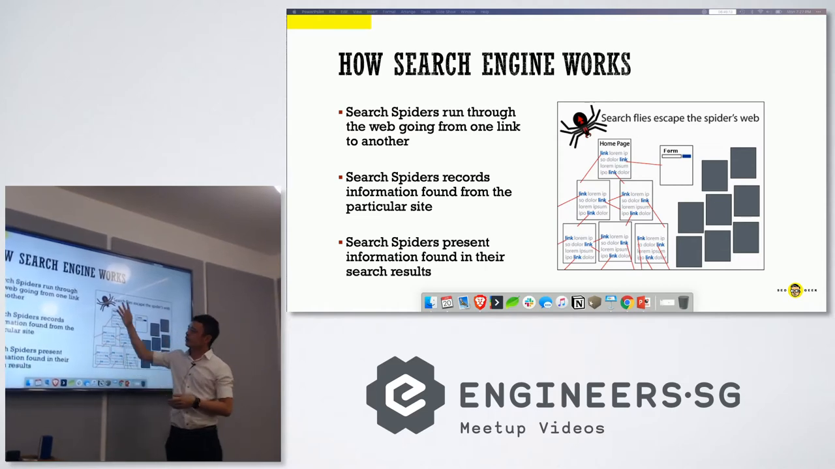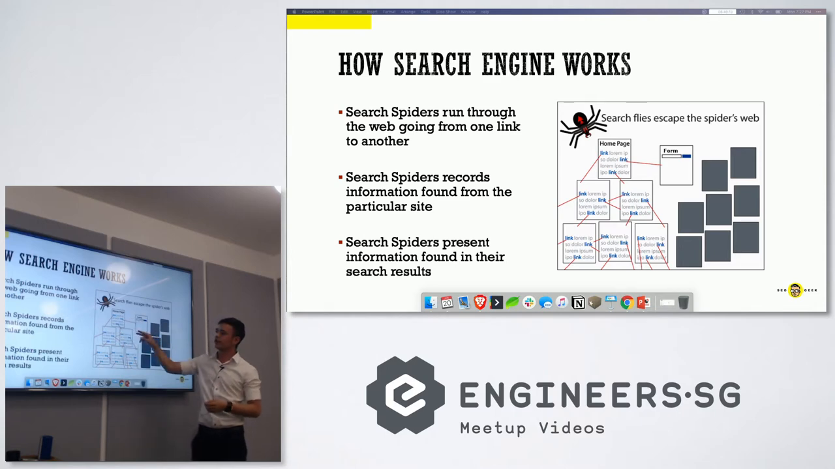As the search spider goes around looking for information, it records the information from that site. What kind of things do they record? Usually the title of the website, the description, and the content, what this website is about. If I'm an SEO business, I will have mainly SEO content. So the spider will analyze and see that this website is about search engine optimization.